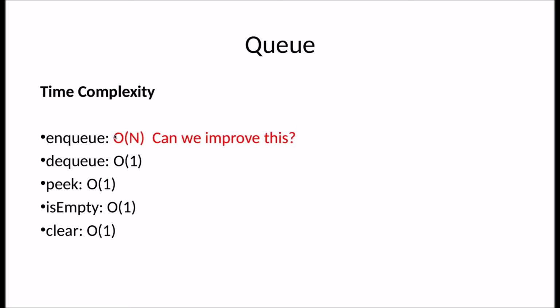Now what is the time complexity? So enqueue would be O(n), dequeue would be O(1), peek would be O(1), isEmpty would be O(1). Clear could be O(1), but essentially it would be O(n) if we consider that we have to delete and free up all the memory. Now, how can we improve the enqueue operation?